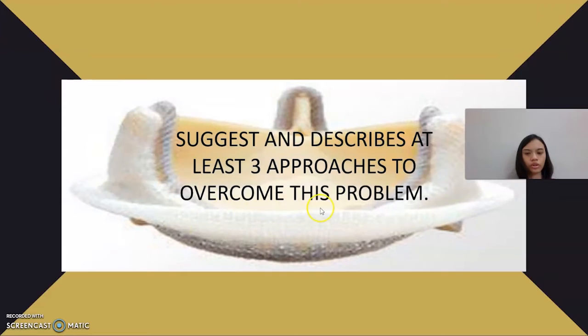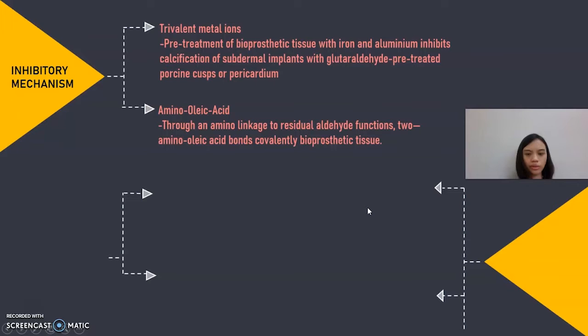So today I'm going to talk about three approaches to overcome this problem. The first method is by using inhibitory mechanisms such as trivalent metal ions. Pre-treatment of bioprosthetic tissue with iron and aluminium inhibits calcification of subdermal implants, glutaraldehyde pre-treated porcine cusps or pericardium. These compounds are thought to work by complexing the cation with phosphate, preventing the formation of calcium phosphate. Both ferric ions and trivalent aluminium ions inhibit alkaline phosphatase, an important enzyme involved in bone formation, which may be related to their mechanism for preventing calcification.